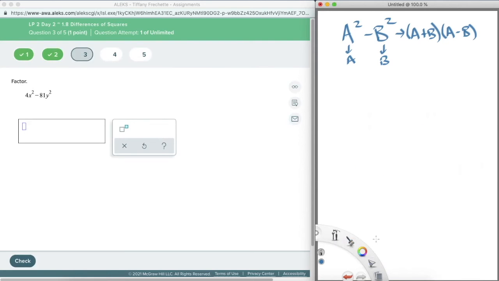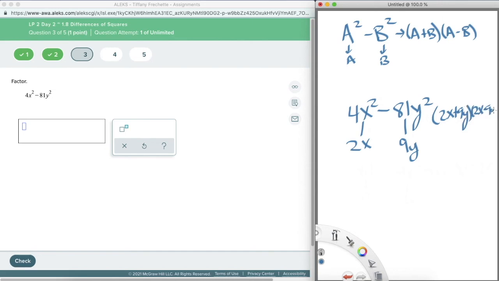Okay, so now we have 4x squared minus 81y squared. So our square root for this one, and I did this on the last one, but I didn't really kind of slow down and explain. You need to take the square root of all the pieces here. So 4 has a square root of 2, x squared has a square root of just x. And then 81, that would be a square root of 9, y squared would be y. So here are my two pieces. I have 2x plus 9y and 2x minus 9y. There we go. I have already factored. Super, super quick there.